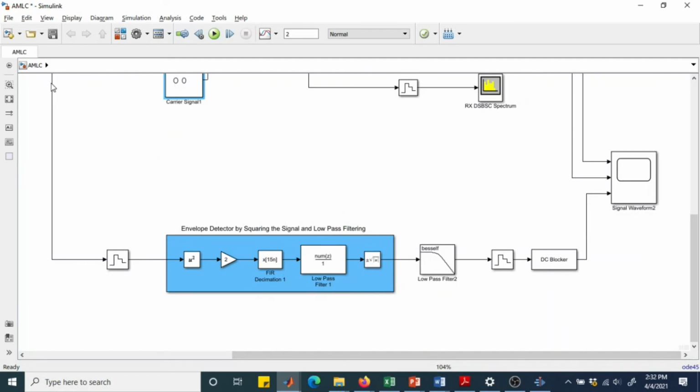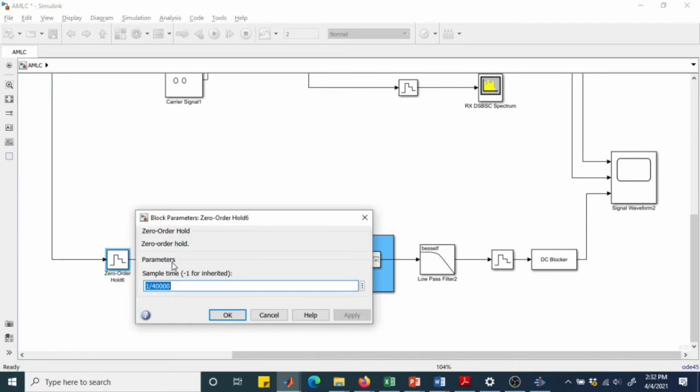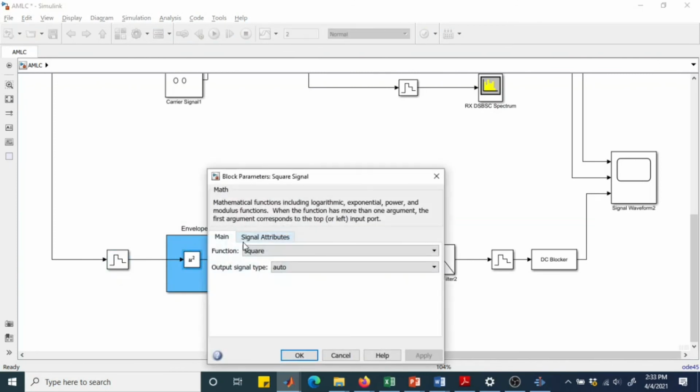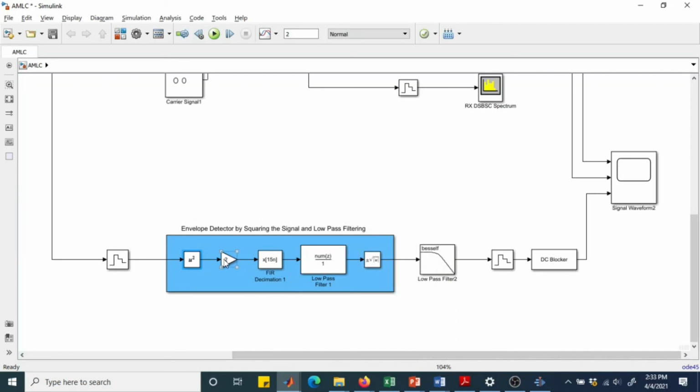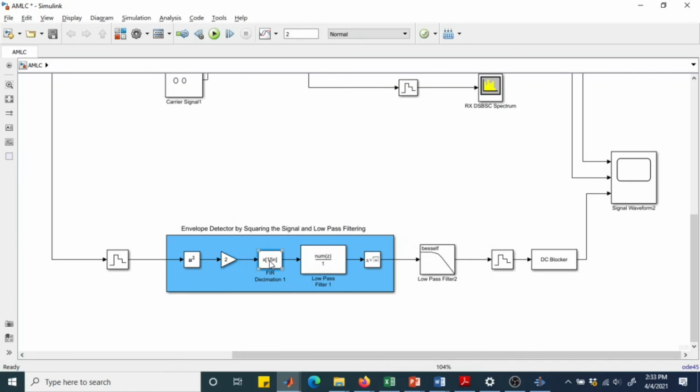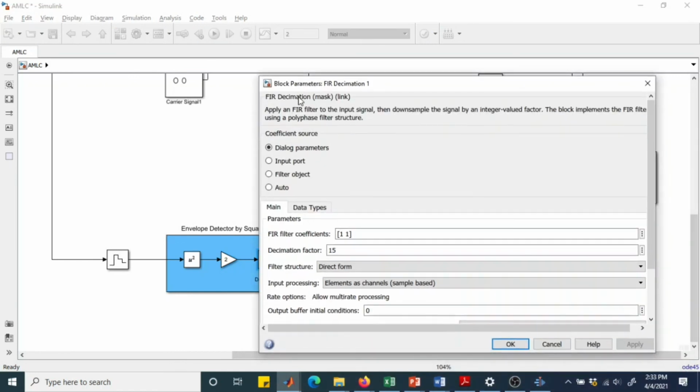And over here, this is our received signal, that is the phi AM of t that we receive, the AM modulated signal. And the envelope detection actually works on discrete time signals, this type of envelope detection. So we use a zero order hold with this sample time, and next we use a squaring method, then we use a gain block having a gain of 2, then we are using the FIR decimation with dialog parameters, FIR filter coefficients, decimation factor, and so on.